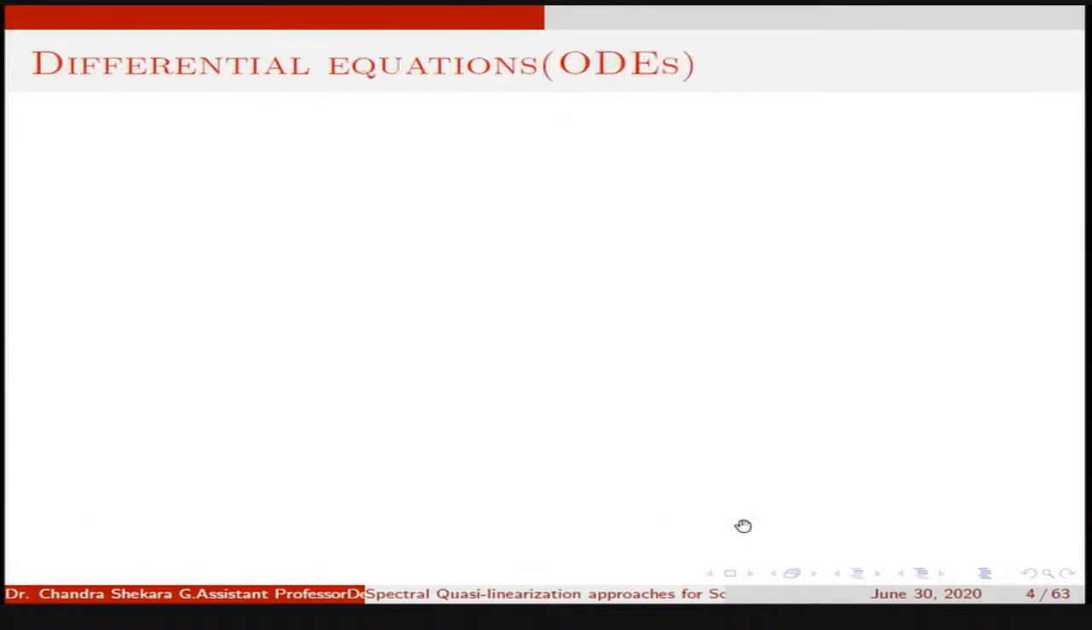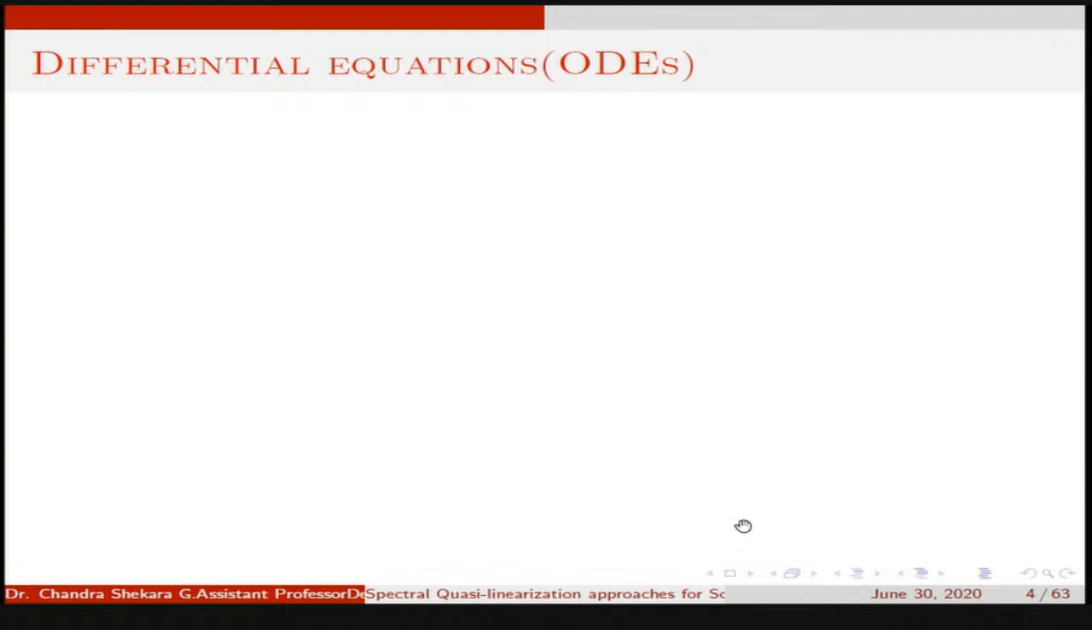So then I'll just try to list out the different differential equations. This is just to motivate the researchers who have just started their research. These differential equations may come either by modeling some phenomena, or they will come while solving the partial differential equations by using the series solution method.